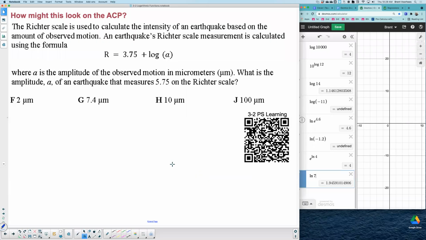And a second ACP question. It says the Richter scale is used to calculate the intensity of an earthquake based on the amount of observed motion. An earthquake's Richter scale measurement is calculated using this formula, where A is amplitude observed in micrometers. What is the amplitude A of an earthquake that measures 5.75 on the Richter scale? That 5.75 just goes in for R. So if I did a little algebra, by subtracting 3.75, I would be saying that 2 equals log of A. What's my base? 10. So 10 squared would equal A. The answer would be 100.